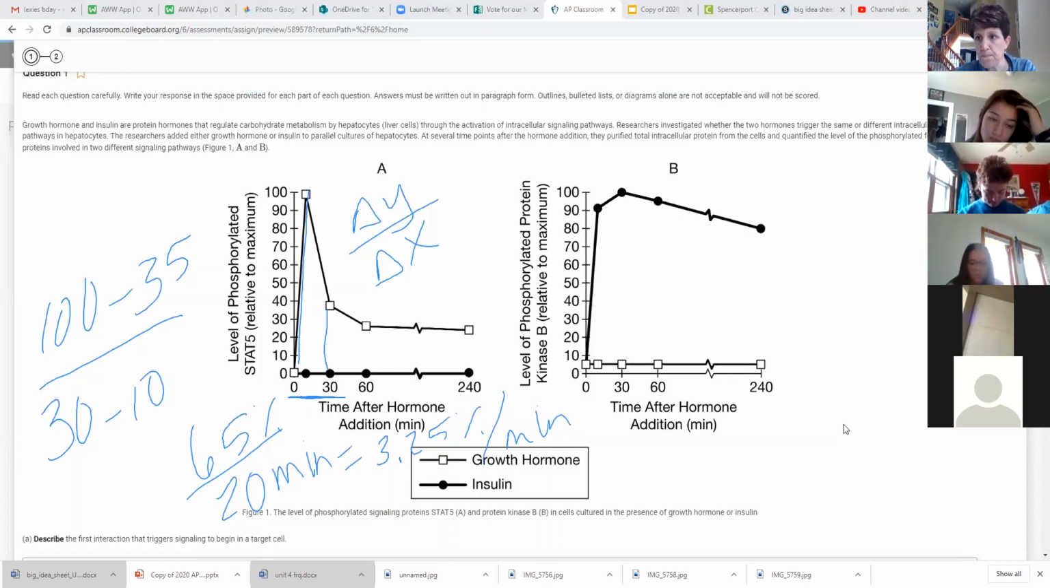Do you have to do it for both or just the one? No, it said to do it for the STAT5.